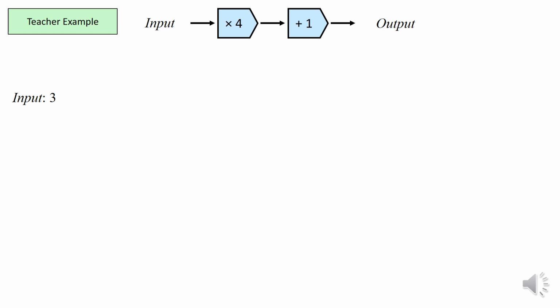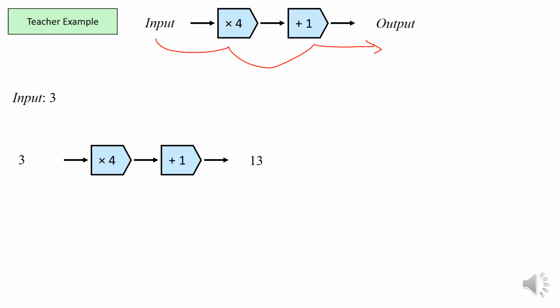So let's actually look at an example. Let's say that we were given the input 3, and the function machine was times by 4, add 1, to get your output. Well, that would be 3 times by 4, which is 12, add 1, and then your output pops out as 13. So your input is 3, we multiply by 4, we then add 1, and that gives us 13.